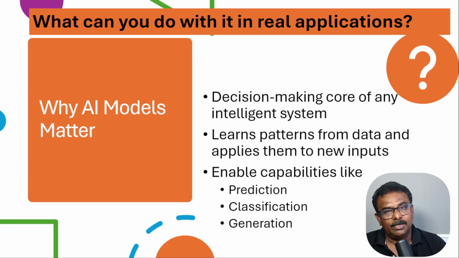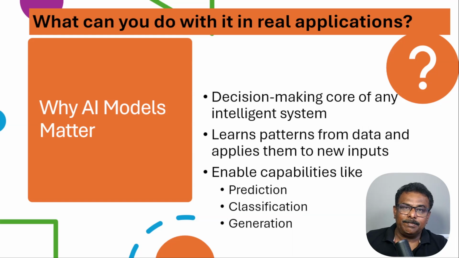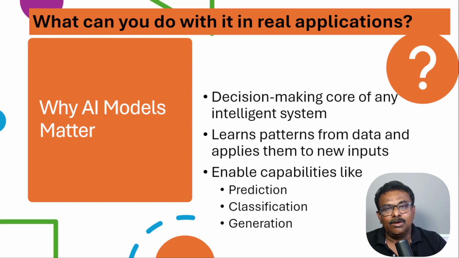So what can you do with a model in a real world application? Decision making is the core objective of any application. In our traditional application, we define the business rules with if, else, and other conditions. But in a model-based application, the model learns the pattern from the data and takes intelligent decisions, which makes our decision making smarter. And of course, with models, you will be able to learn patterns and do predictions, do classifications, or generate new content if you like. These are all things which are essential for any modern application.